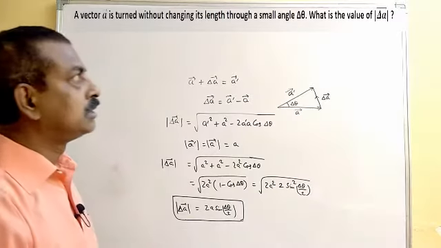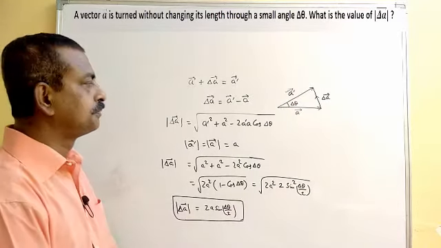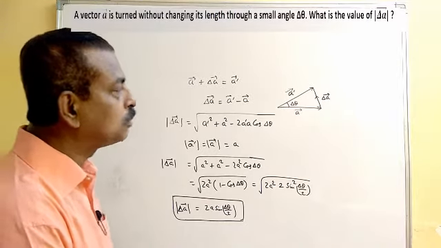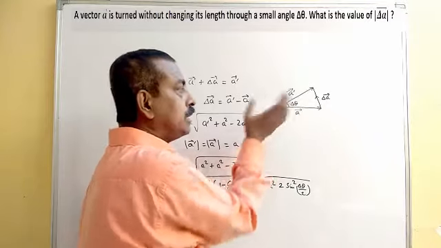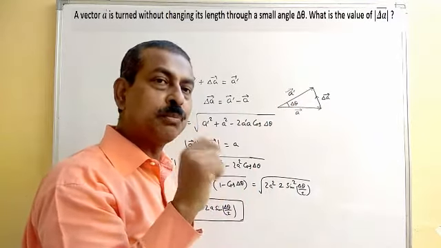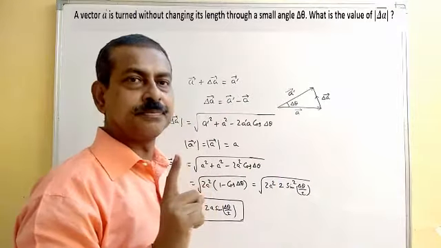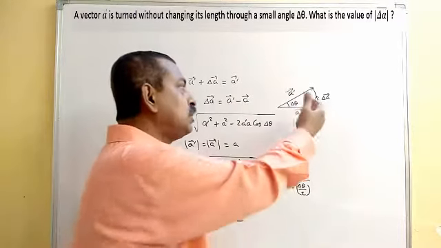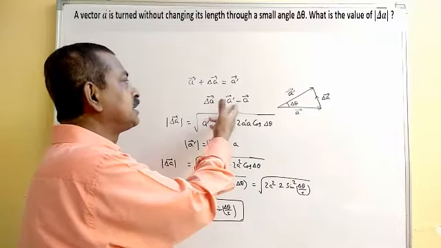So this will be the delta A vector's magnitude. The only thing you have to take care of is that when we turn it, it will remain the same in magnitude but not in direction. So these two will not be the same vector, and only then can you find delta A. Because if you miss that, you will say that this is equal to 0.